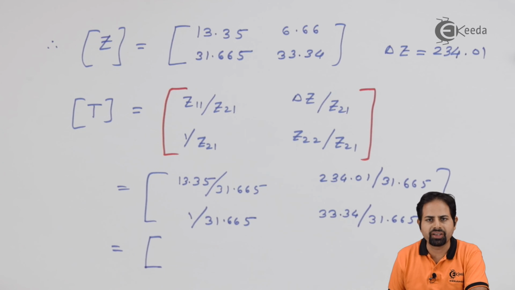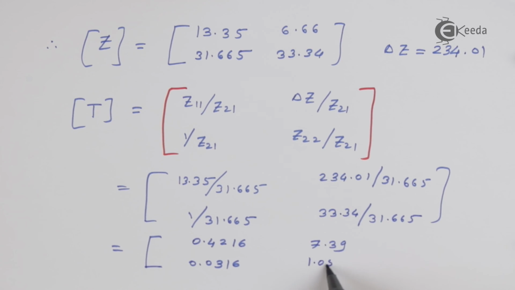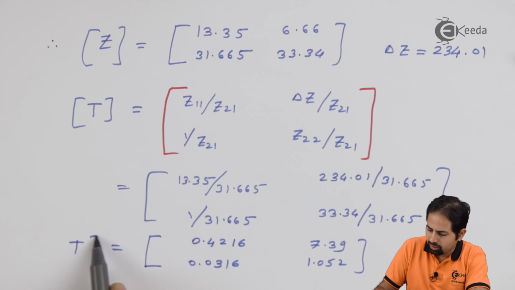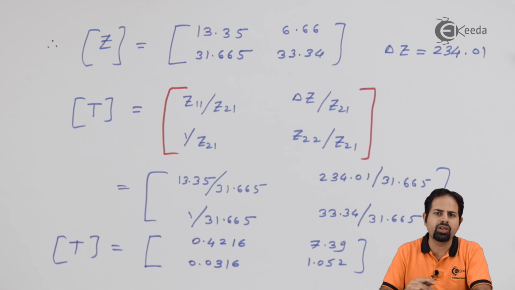And finally our matrix is, so these are the values which we finally get, and that is nothing but our required T parameter or transmission parameter. So that is the end of this problem.